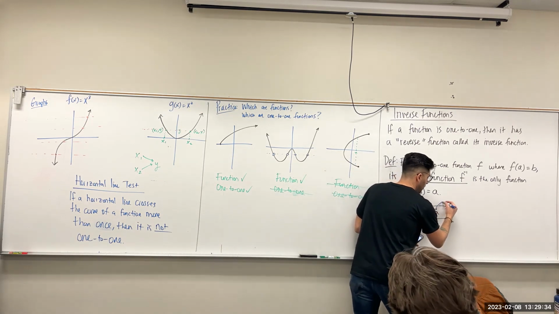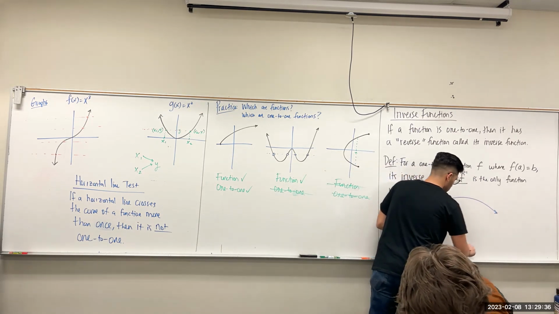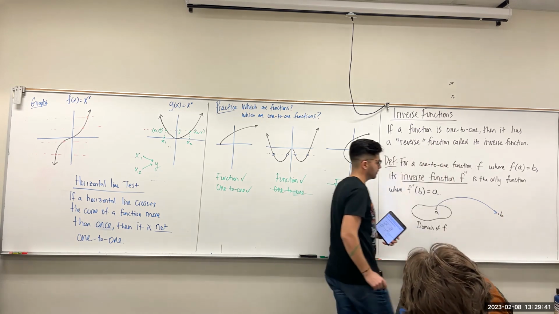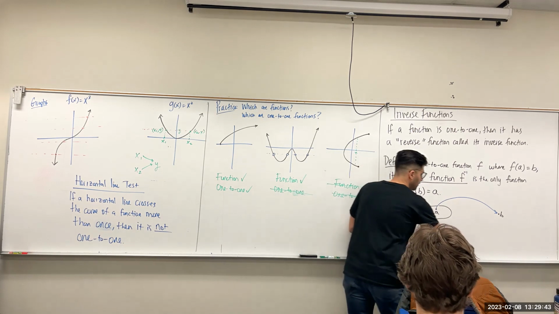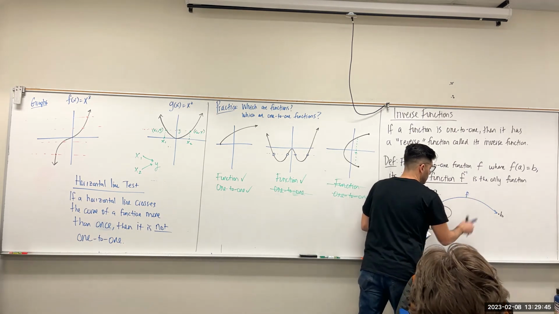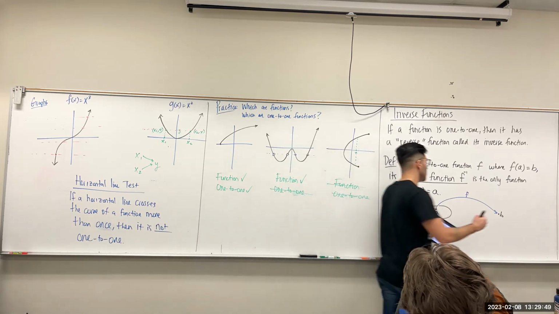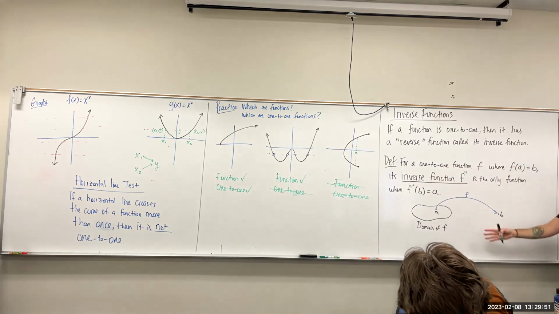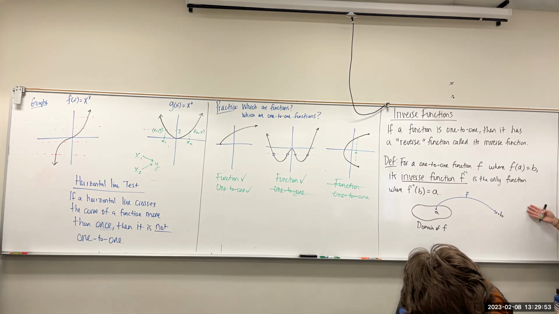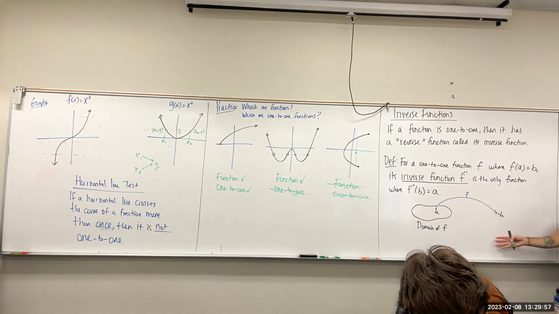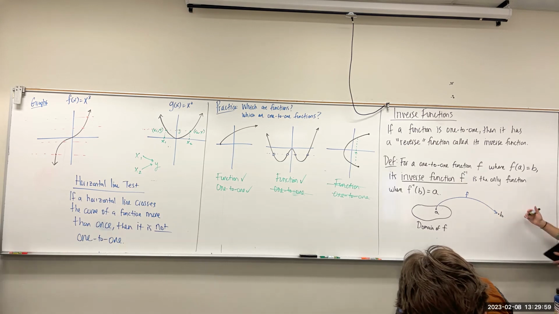And then I plug it into F, and it gives me B. So I plugged it into F, and it gave me B. So B lives where? Outside of that. What's that called? Where it lives? The range. The range, right?